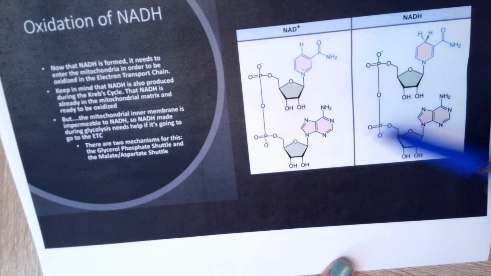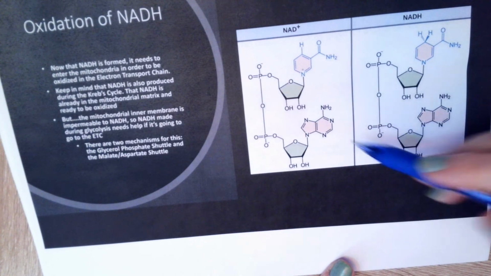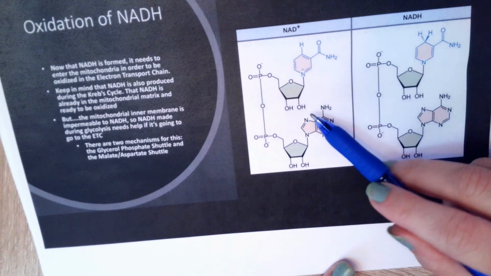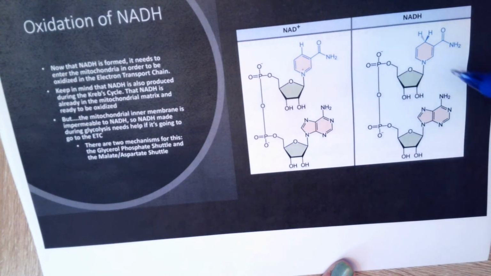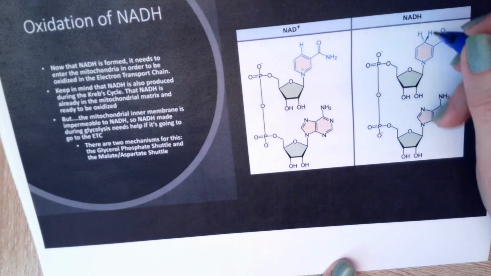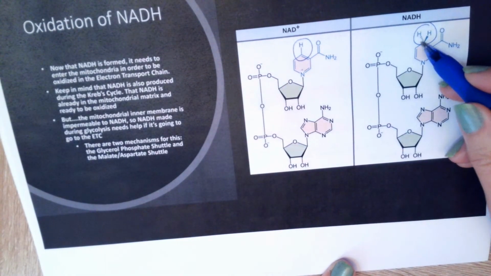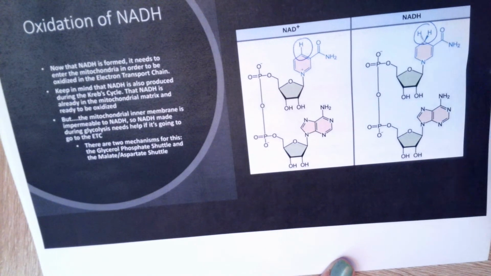This here is just a chemical schematic of NAD plus and NADH. The only real difference is up here. Notice NADH has an extra hydrogen on it. NAD plus is missing that extra hydrogen.